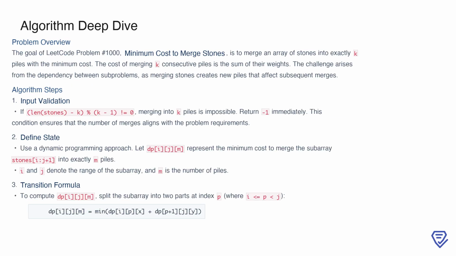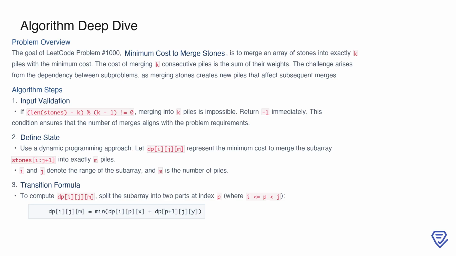In this problem, the objective is to merge an array of stones into exactly k piles while minimizing the cost. The cost of merging is defined as the sum of the weights of the stones being merged. However, the difficulty lies in the dependency between subproblems because merging stones changes the configuration, which impacts subsequent merges.